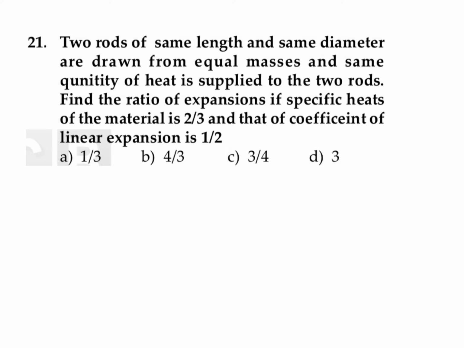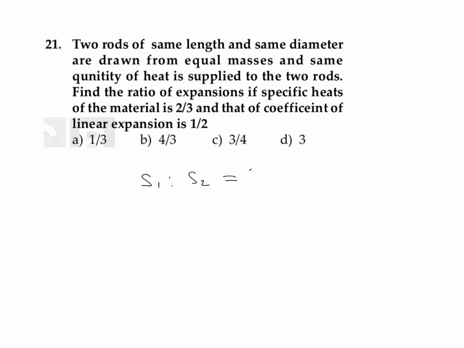So the specific heat of 1 to the specific heat of 2 is given as 2 is to 3, and the coefficient of linear expansion alpha 1 by alpha 2 is given as 1 by 2, or we can take the ratio as 1 is to 2. So we are asked to find the ratio of expansion. They might be considering the volume expansion. So we need to find the expansion in the first one to the expansion in the second one.